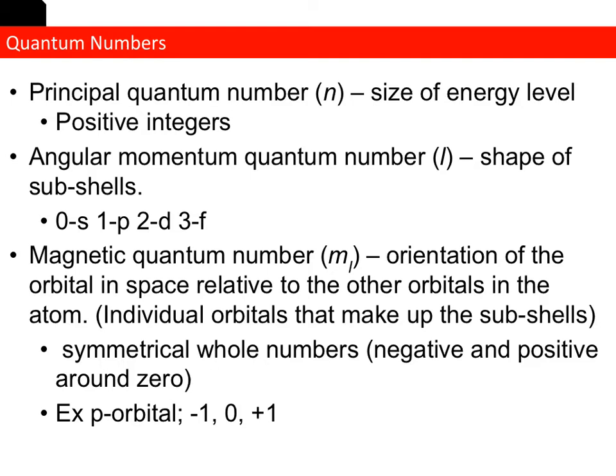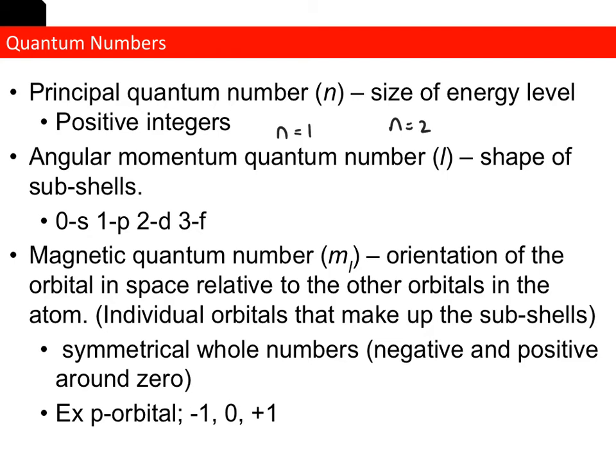Now the first quantum number is the most basic quantum number. It's called the principal quantum number, and we call that quantum number n. Now n is equal to the size of the energy level. So if the electron is in the first energy level, then n equals 1. If the electron's in the second energy level, then n equals 2.